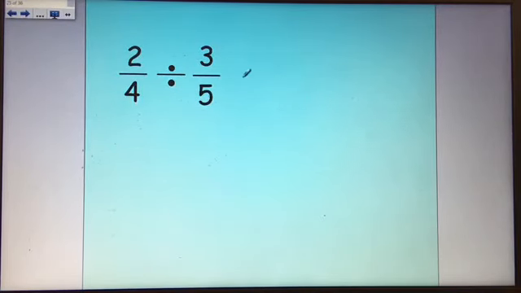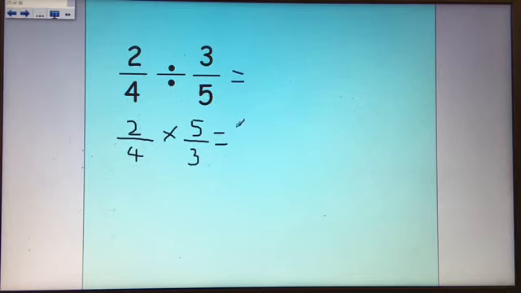Now, I've mentioned before, there's a really good video on YouTube, which has got a rap which says keep, change, flip. So what you have to do is the 2 quarters here, you keep that. That stays exactly the same. You change the divide to a multiply, and you flip the 3/5 to make 5/3. And then you do exactly the same as what you did before for multiplying fractions.